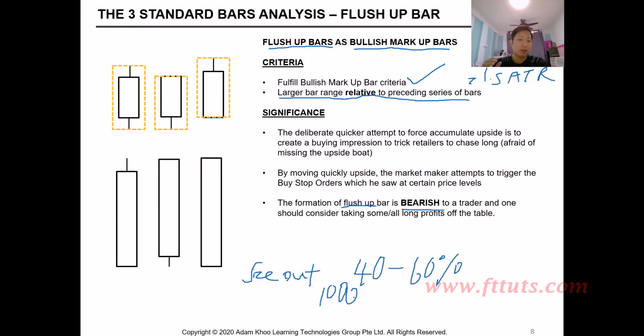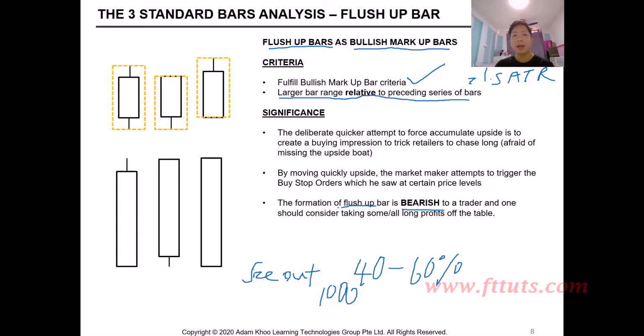Same thing if you are taking your size off by, let's say, 80 to 90%. You might as well take the whole thing, because the remainder of the position basically doesn't make any sense anymore in terms of the P&L. So that's what we mean when I use the word size out: you take a position off by 40 to 60%.